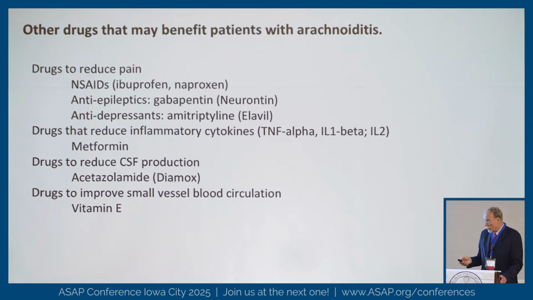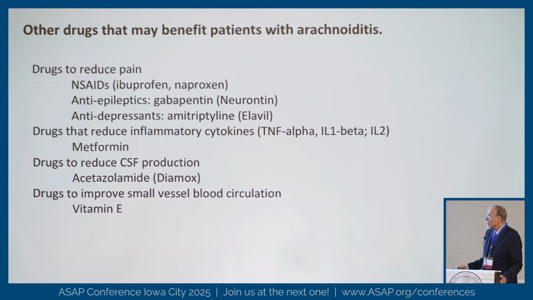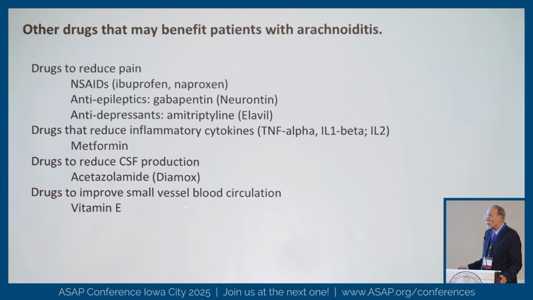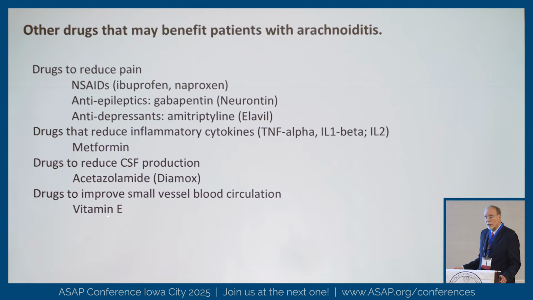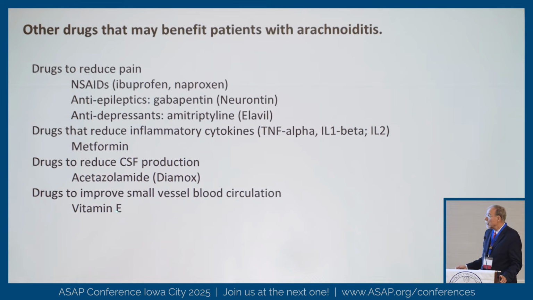Other drugs that people can use that have arachnoiditis doesn't affect the underlying condition, but this is symptomatic relief. Drugs that reduce pain, like ibuprofen, gabapentin, which is Neurontin, antidepressants. You can use drugs to reduce CSF production, like acetazolamide. This is off-label. And you can use drugs to improve small vessel blood circulation, like vitamin E. But these are not approved for arachnoiditis. That would be off-label. And metformin, a drug that diabetics use, that potentially could reduce some of the inflammatory cytokines.